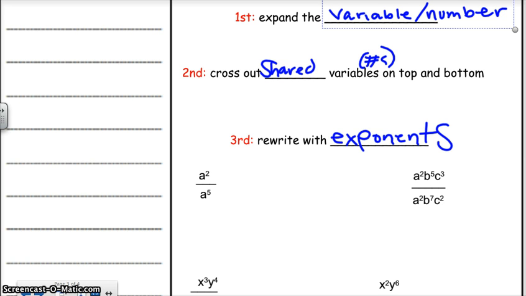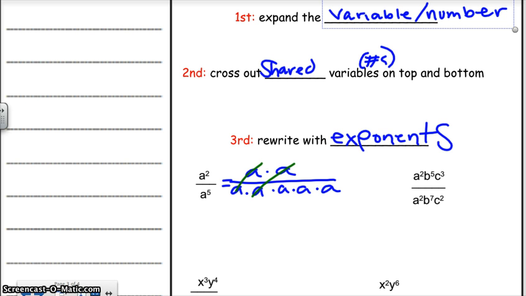The first thing I need to do is expand out the variables. A squared, how many a's are there? A times a, there's 2. So I write a times a over a to the 5th. I have 5 of them: 1, 2, 3, 4, 5. That's step 1. Step 2 says to cross out anything they have in common.